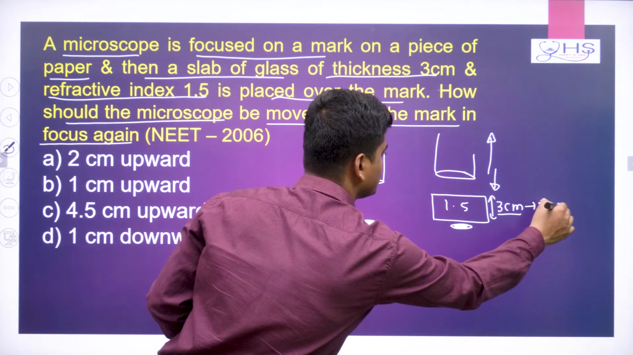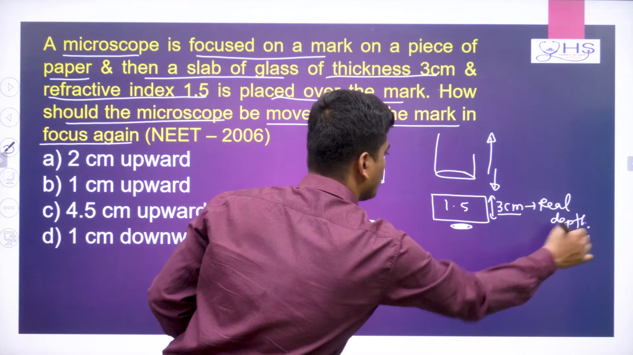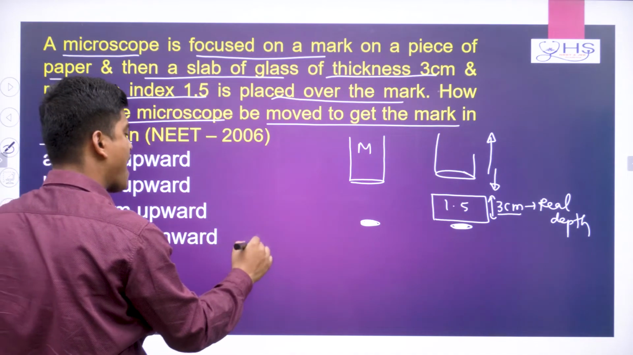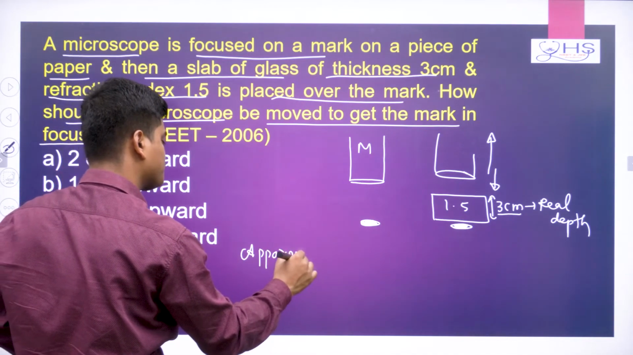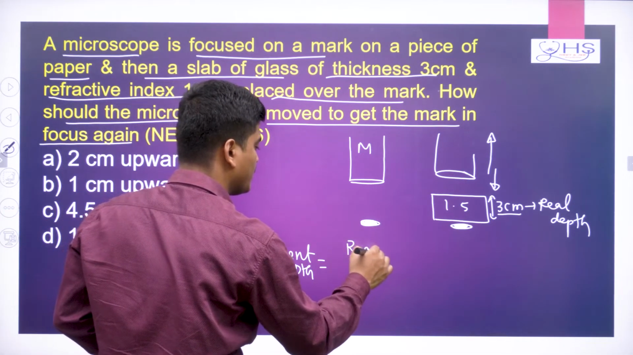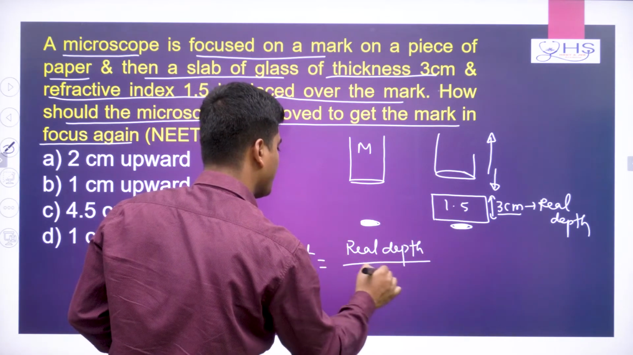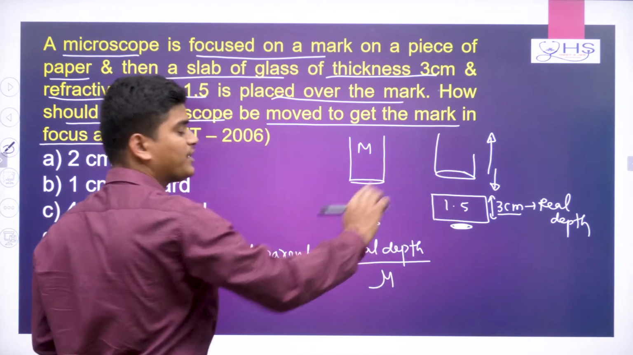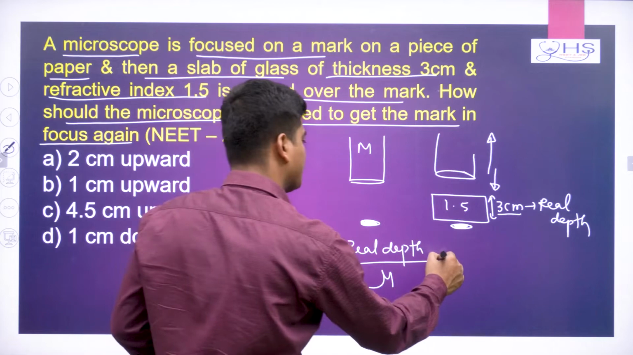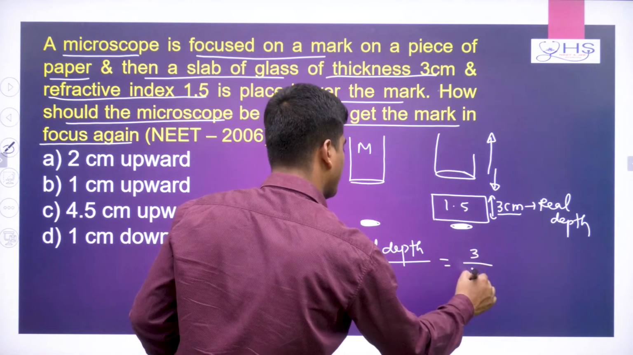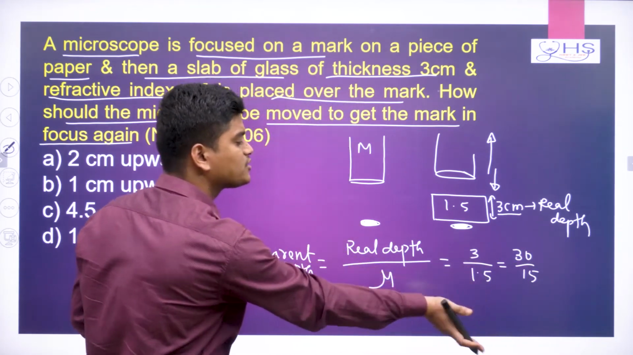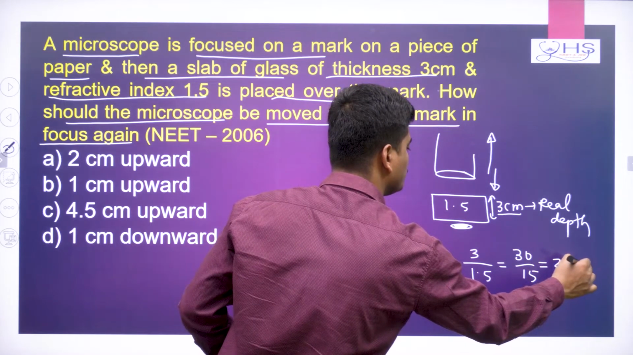So first what you need to find is, see, this 3 centimeter is nothing but your real depth, and this is your object. This 1.5 is the refractive index. So definitely I need to find my apparent depth. What will be the apparent depth? Apparent depth will be real depth by refractive index. The refractive index mu I am taking 1.5. Sometimes you can also take n, but I am taking mu here. Now real depth is given how much? 3 divided by refractive index 1.5. So it will become 30 by 15, which is 2 centimeter.